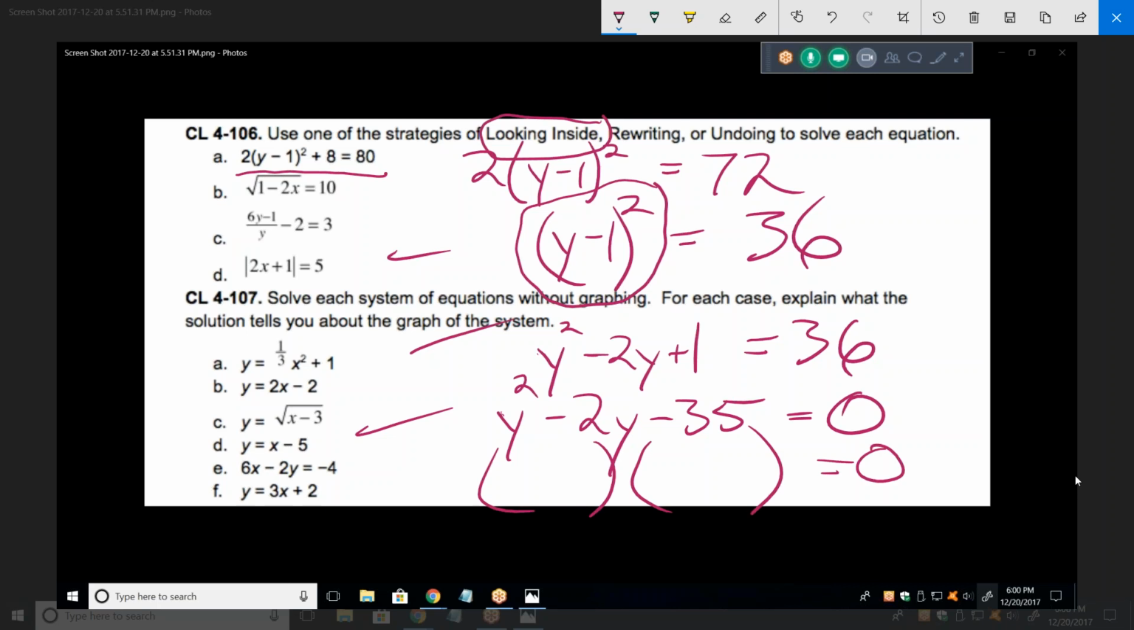So then it's y's, and then it's plus and minus, and then 35 factors. Okay. So then 5 and 7. So then 7 goes with the negative. Good. Notice we got the same two answers. y equals 7. See how I got that? And y equals minus 5. Okay, that was the rewriting method, I guess. I don't know his terminology.